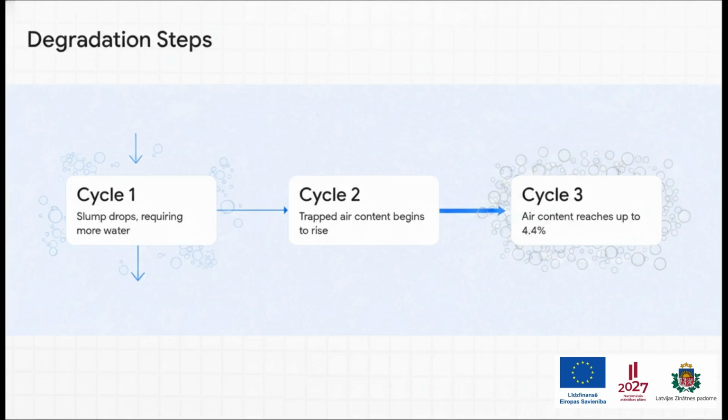By cycle 2, the porosity is so high the trapped air content begins to rise. And by cycle 3, the air content can reach up to 4.4%, compared to roughly 3.4% in natural concrete. It becomes this thicker, much more difficult mix to work with, absolutely filled with microscopic air voids.